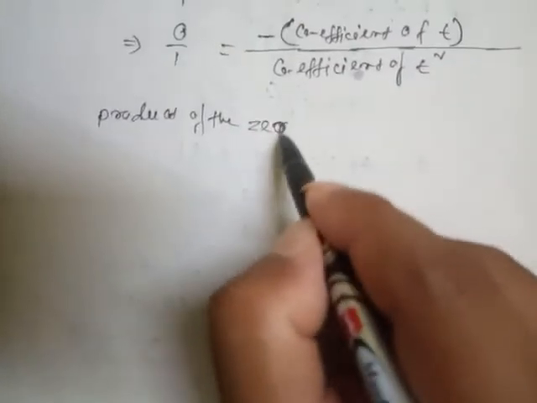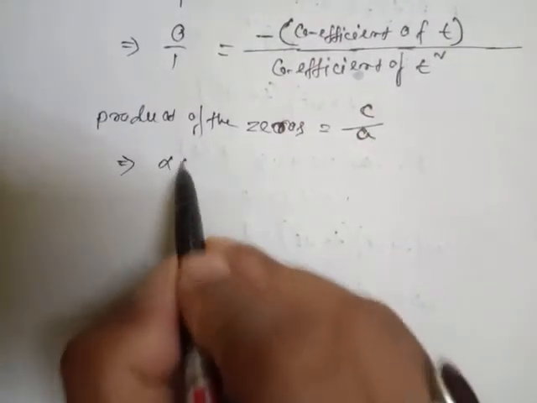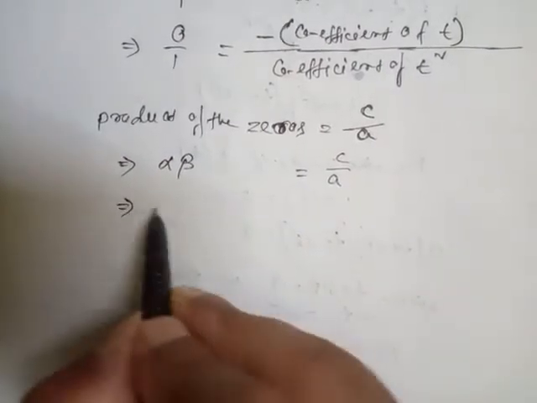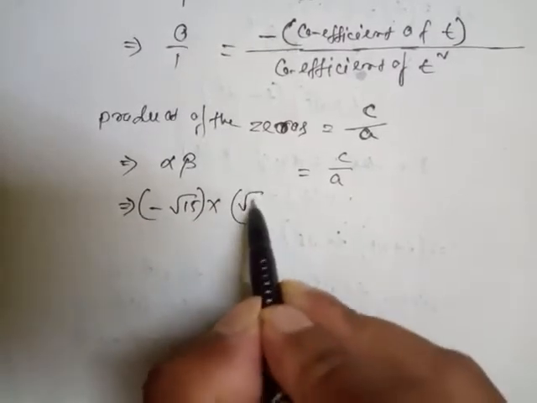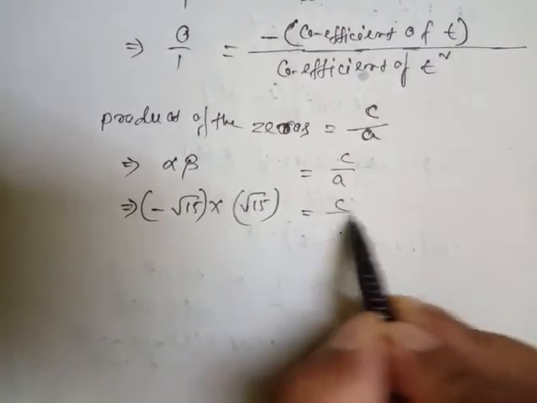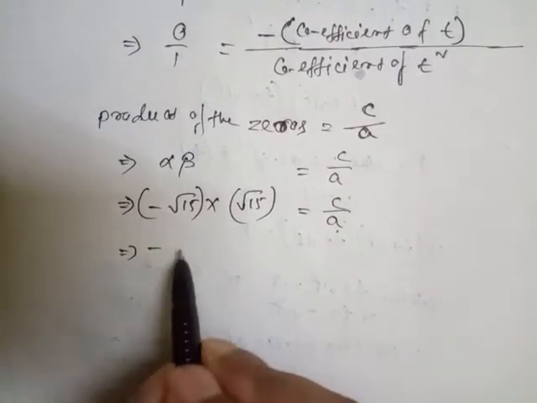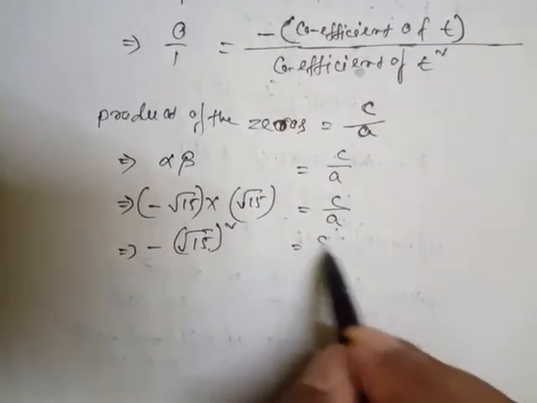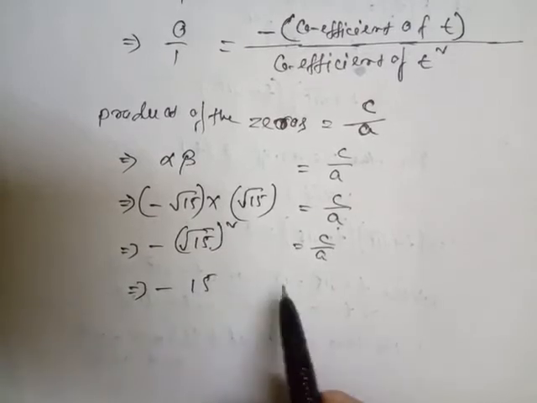which means c by a. Now look, the product of the zeros means alpha into beta, and that equals c by a. Now look, alpha is minus root over 15 and beta is root over 15. Now if I go for the multiplication here, minus root 15 and root 15 means root 15 square, and c by a will be here, so the square root cancels, and the answer would be minus 15 equal to c by a.